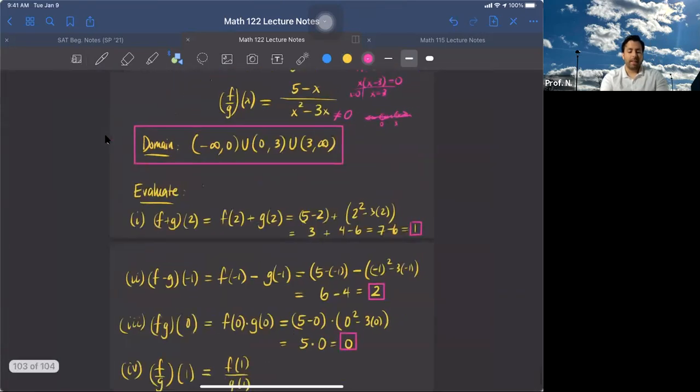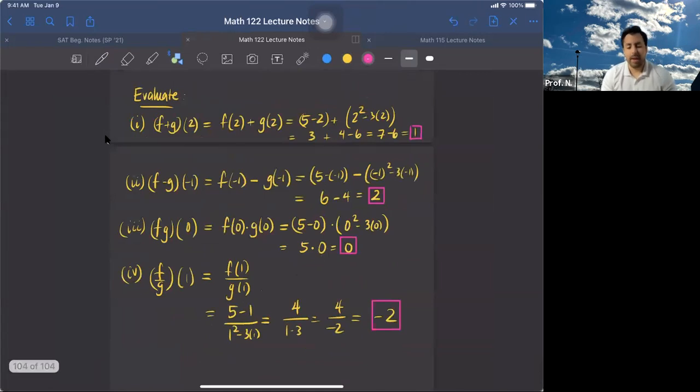So we can add, subtract, multiply, divide functions. We can find the domain of those functions. We can also evaluate those functions now that we know what these symbols, what this expression, what this notation even means. Okay, so we're getting more and more comfortable with functions, I hope.